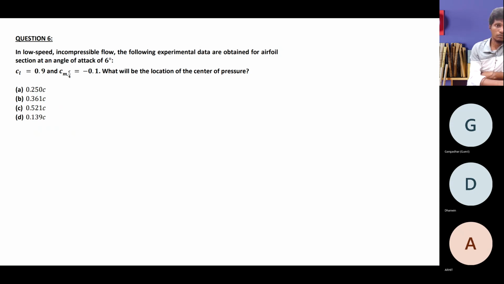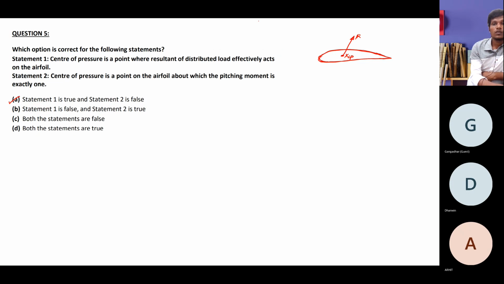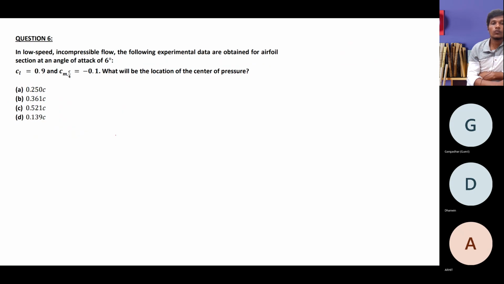If you want to understand it mathematically, one more important thing about the center of pressure, I will show you in the diagram. Since your resultant force is acting at this point, the clockwise or anti-clockwise moment at this point is equal to 0. Where the moment is equal to 0, there your resultant force acts. That point we call XCP, or the center of pressure. Using that definition, we need to find the answer for this question.